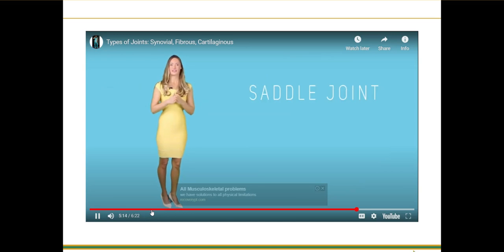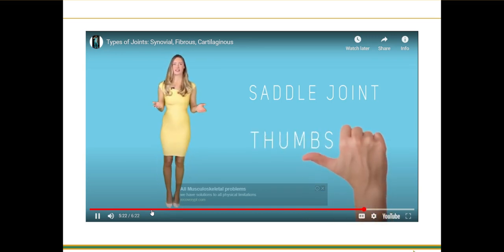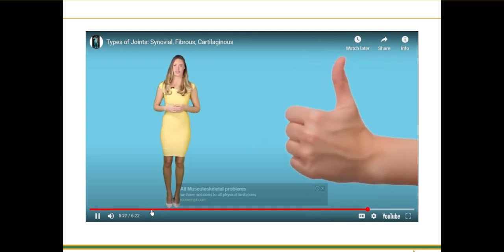Saddle joint. These joints are like condylar joints, but they allow more movement. The only saddle joint in our body is found in the thumbs. As you can imagine, thumbs need to be more movable because they are used for fine motor skills.